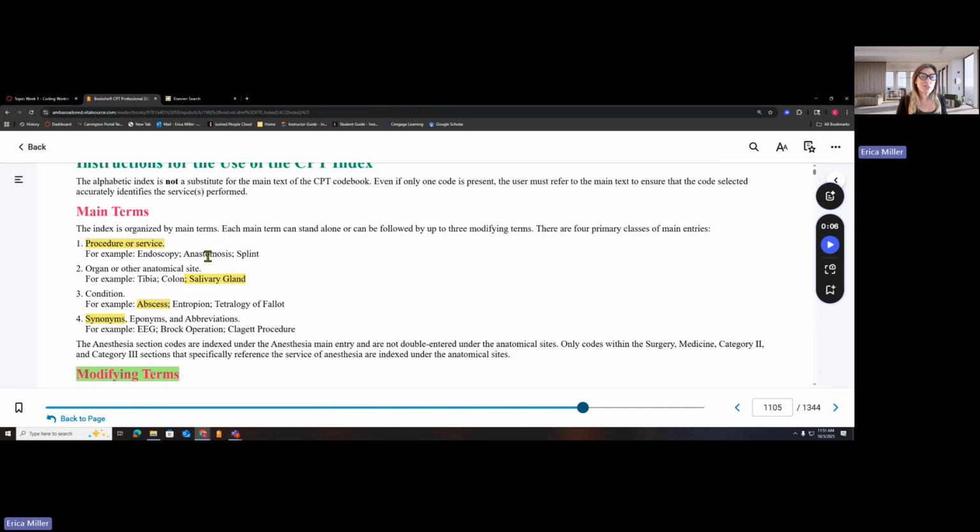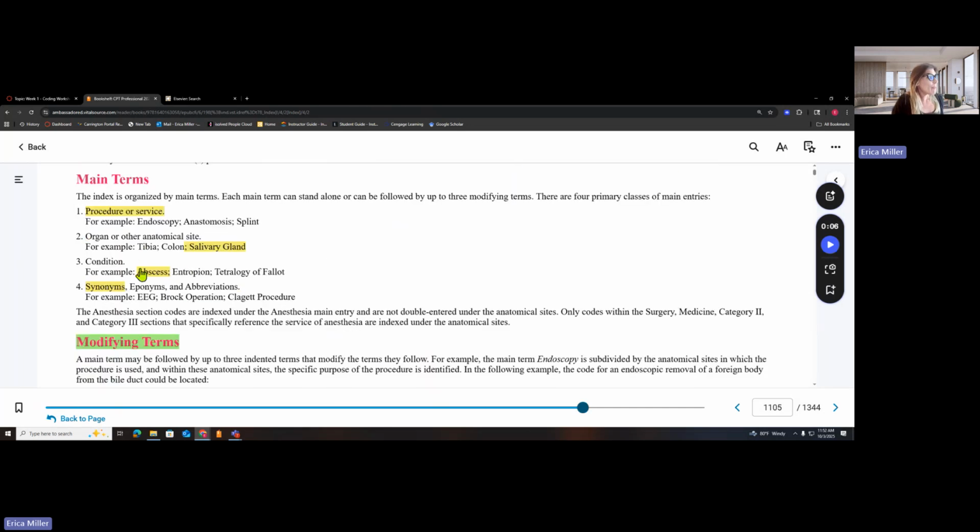But let's say you're just not really sure about what service is being performed. Okay, cool. Can we identify what anatomical site that service is being performed on? Yeah, arm, tibia, femur, finger, face, lip. Okay, cool. Let's start there and see what we can find.